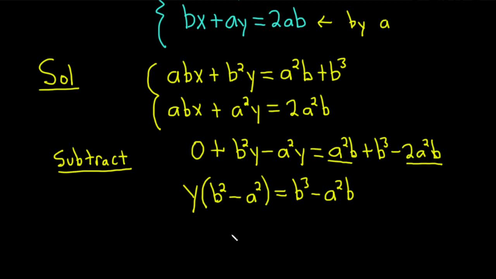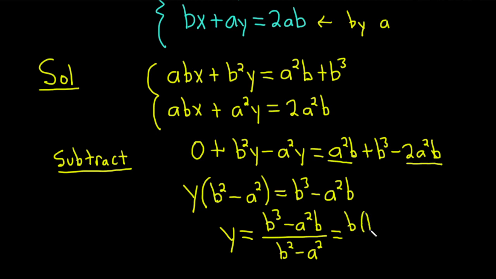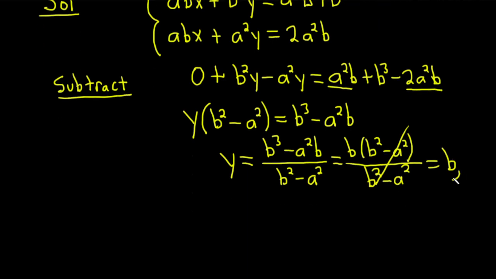Let's go ahead and divide by b squared minus a squared. So we have b cubed minus a squared b over b squared minus a squared. Now let's go ahead and factor out that b. And that's going to leave us with, oh, look at that, b squared minus a squared. Right, because b times b squared is b cubed, and b times a squared is that. I have not done this problem until now, so it's like, whoa, this is really cool. It's working out really nicely. Cancel. What a fun problem. So we get y equals b.